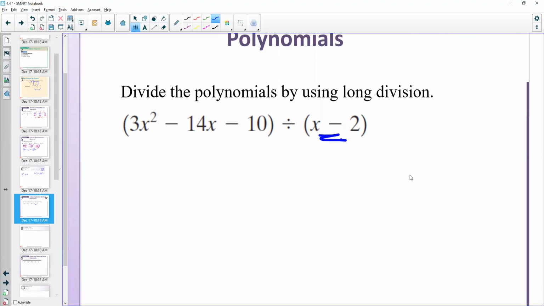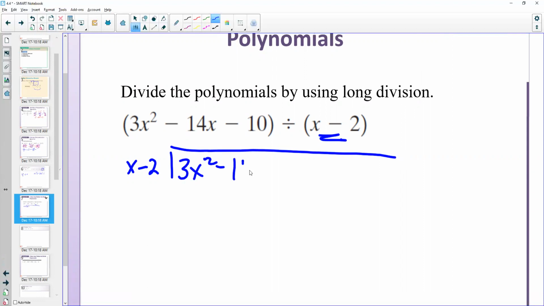So long division sets up just like it always has. So I have x minus 2. I'm going to write what I have in here, 3x squared minus 14x minus 10. Here's the thing. You must look at this polynomial first. It must be in standard form. If it's not in standard form, you have to put in placeholders. Okay, we'll talk about that in a second, because that's going to happen.